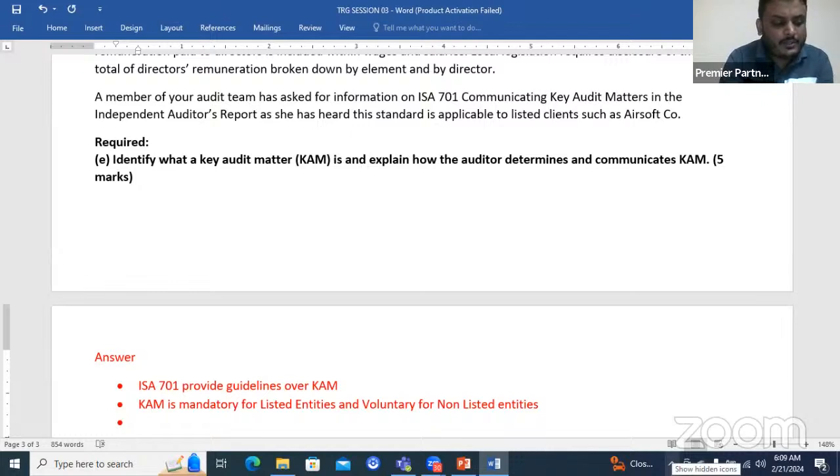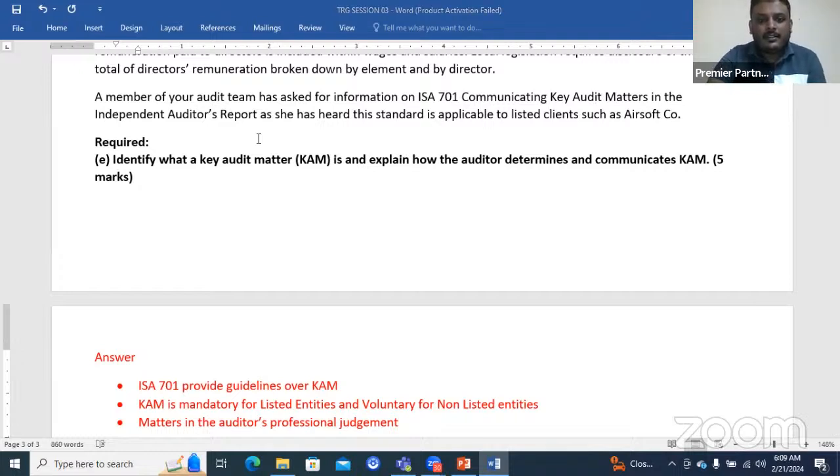Now let's take what key audit matters are: matters in the auditor's professional judgment. Okay, I got one point. Nothing is mentioned regarding listing, and nothing mentioned means no problem, you should assume it is listed. In audit, if it is listed, there is no need to mention, because audit is also mandatory for listed companies. So the general conclusion is, if nothing is mentioned, just assume it's a listed company. Understood?